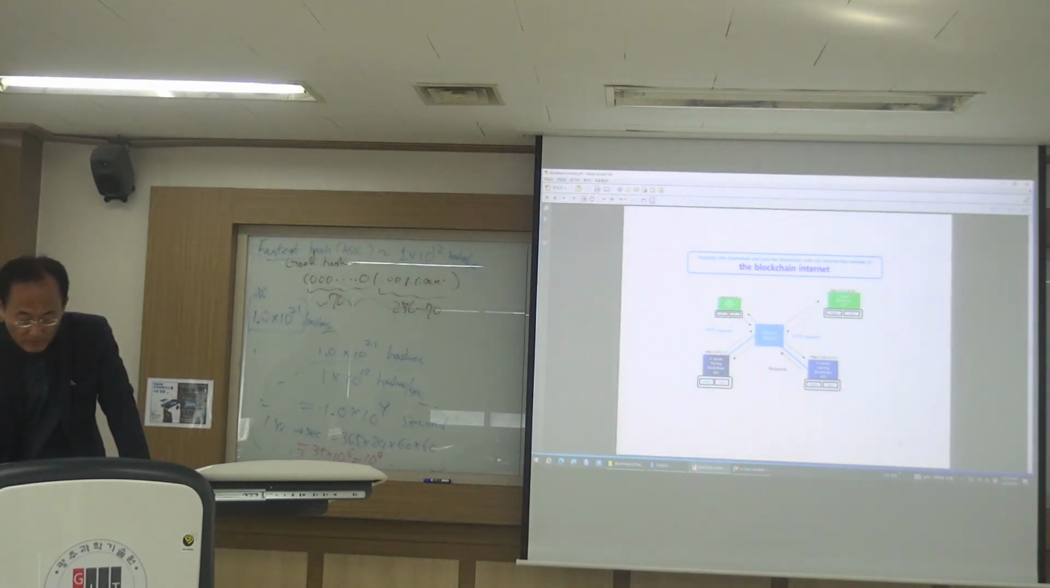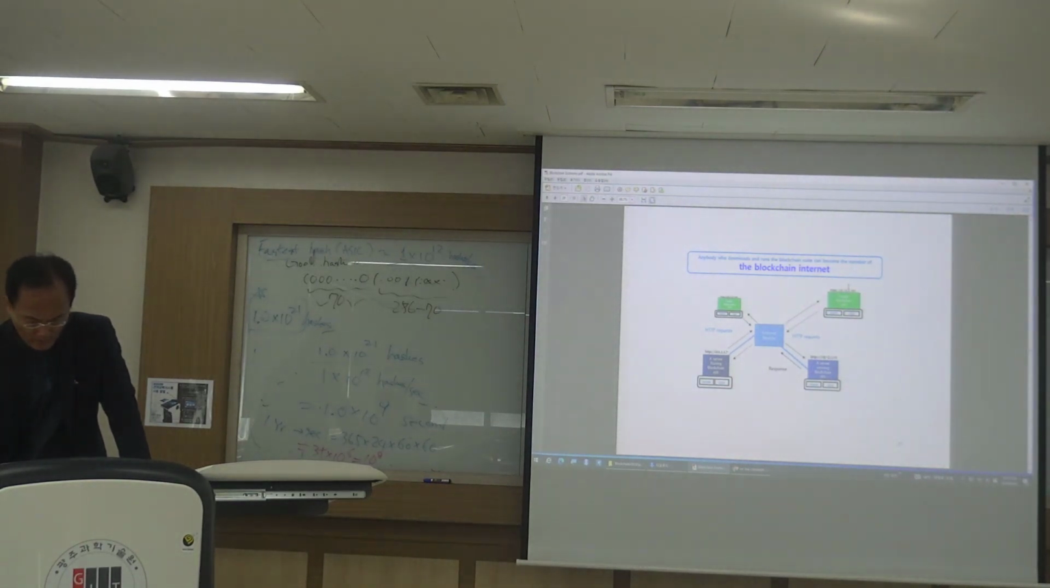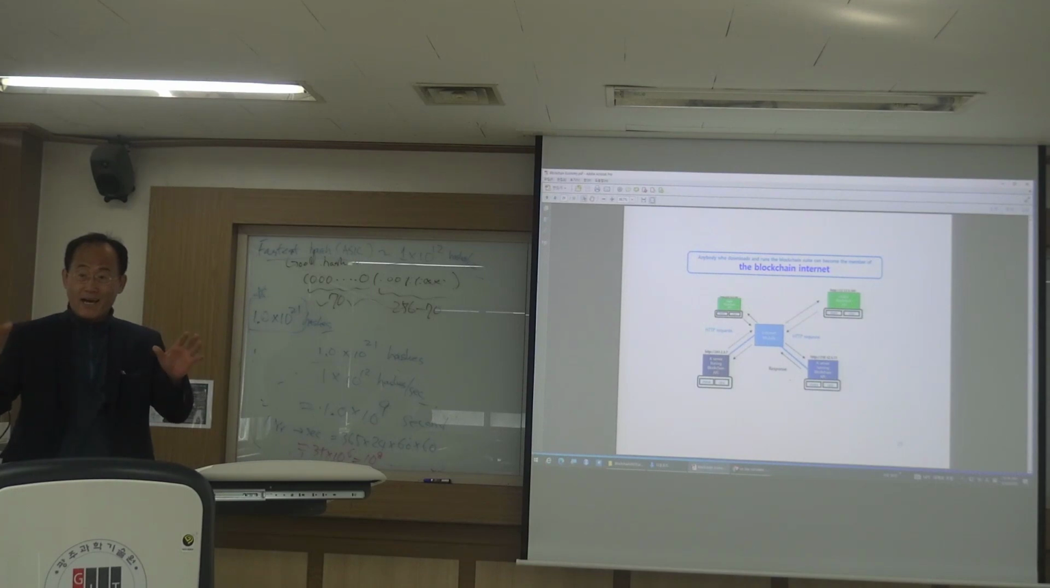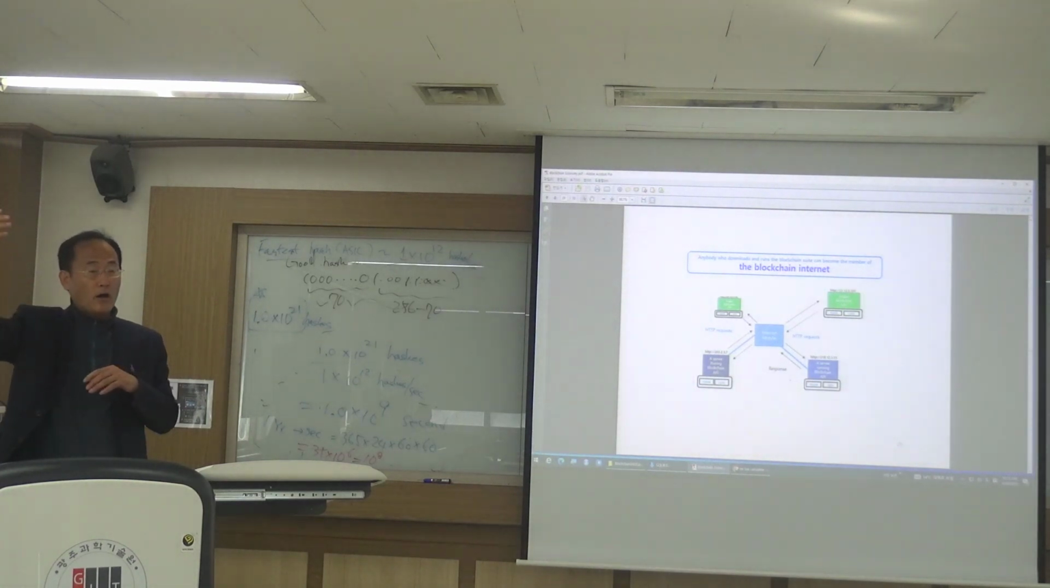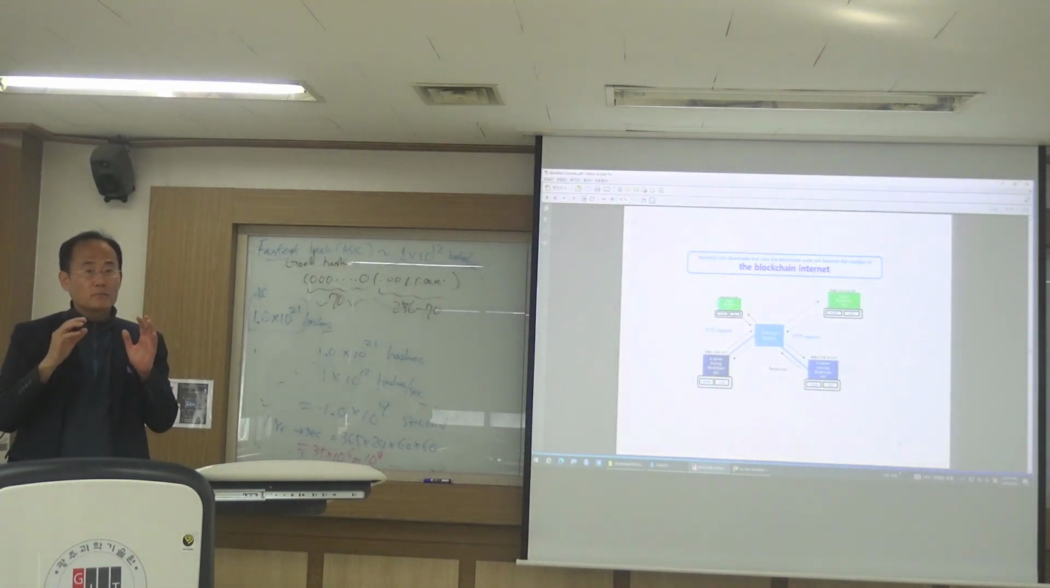And then there are some wallet applications, and then there are some miner applications. Basically, you need to choose from the list of APIs to work as a miner node or some wallet node. So not all of them do the mining.